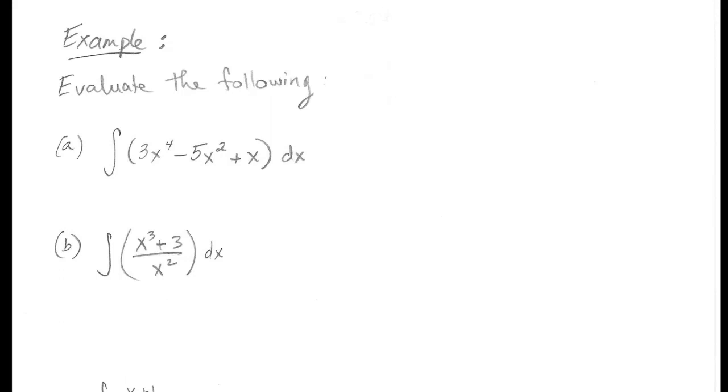So let's look at some examples now. Let's say we wanted to do this integration: integrate 3x to the fourth minus 5x squared plus x dx. All right, so what we're going to say is we have a 3 as a multiplicative constant that can stay there. Then I want to integrate x to the fourth.